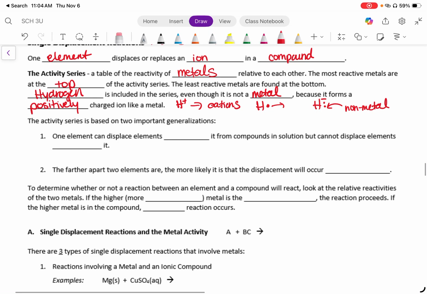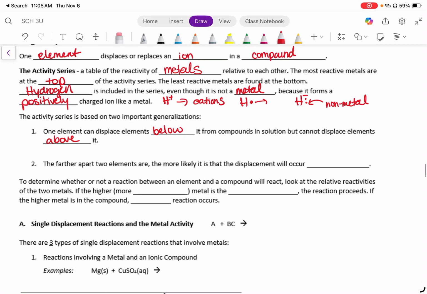The activity series is based upon two important generalizations. One element can displace elements below it from compounds in solution, but cannot displace elements above it. And the farther apart the two elements are, the more likely it is that the displacement will occur. It could be quickly or spontaneously.